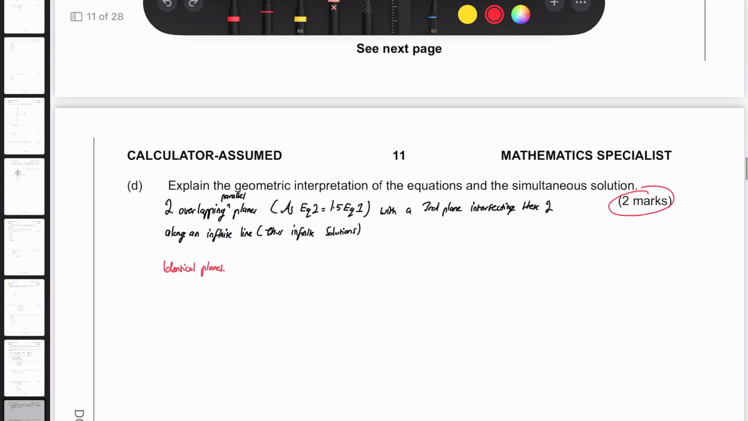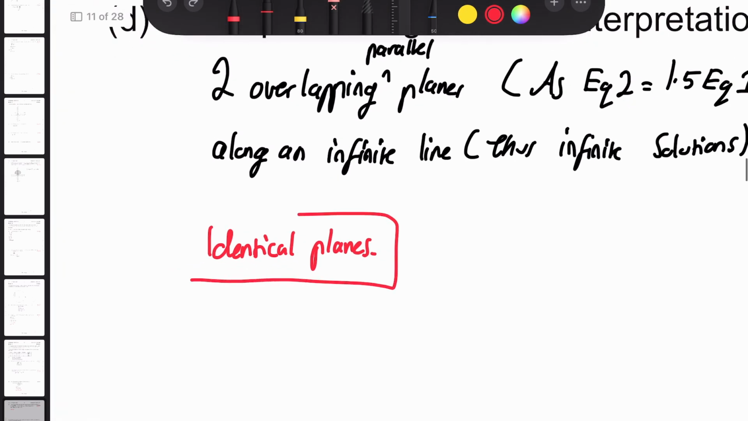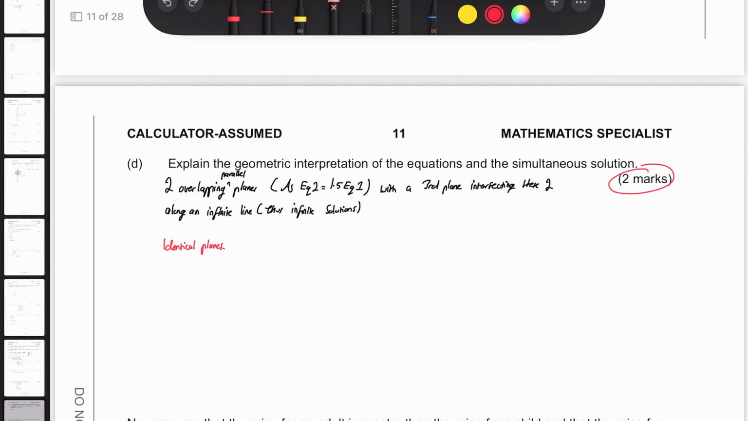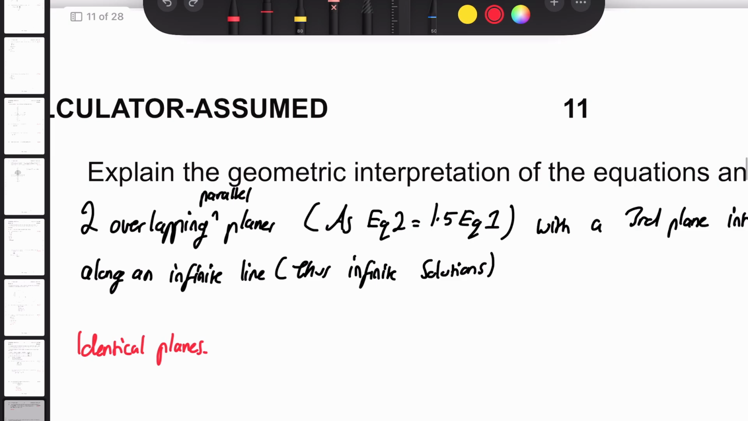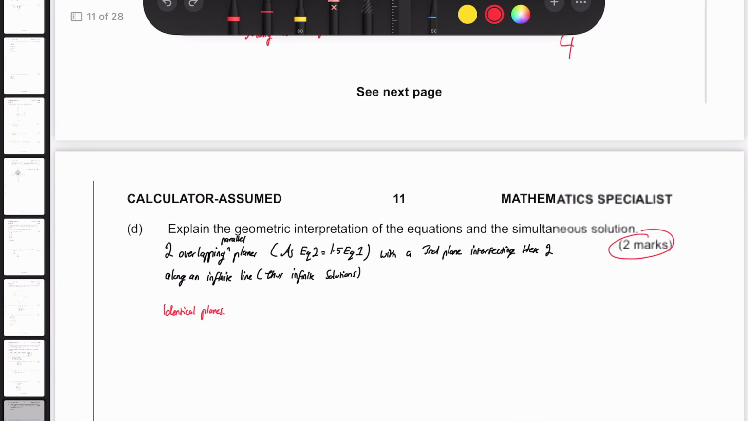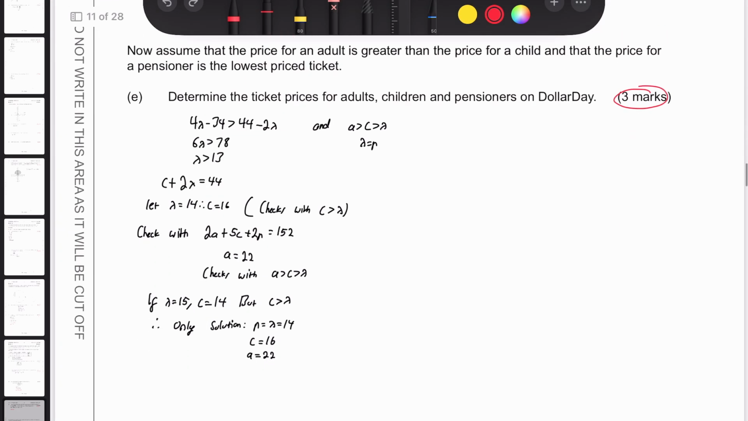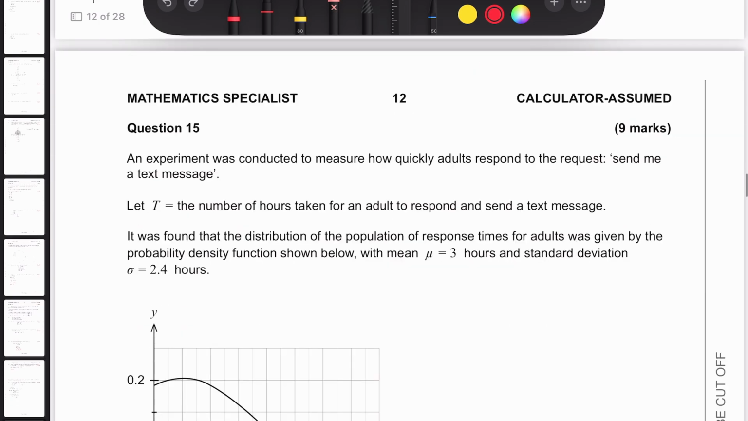Here, one thing I could have said better was to say they were identical planes rather than overlapping in parallel. I think if they're overlapping in parallel, they have to be identical. So yeah, kind of, I don't know. I think that would have been fine for the marking key. Even here I said since they're equal, so I don't know. And then everything else was good.